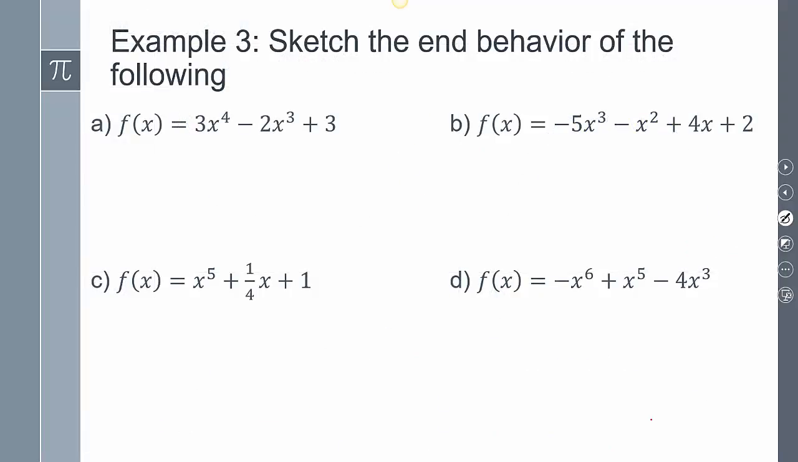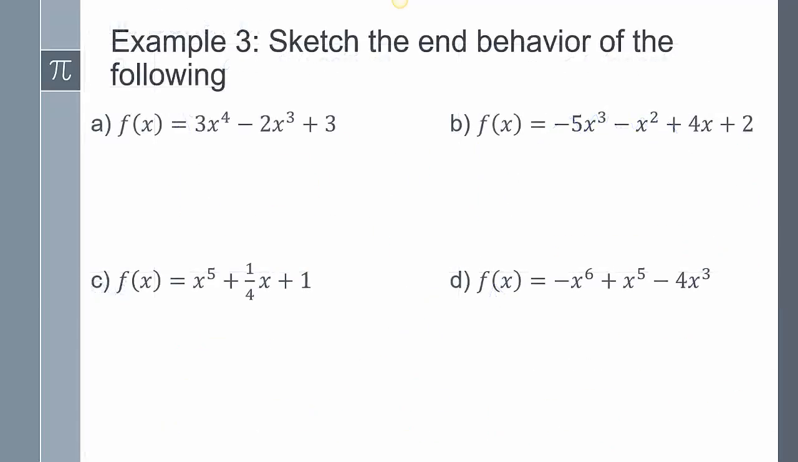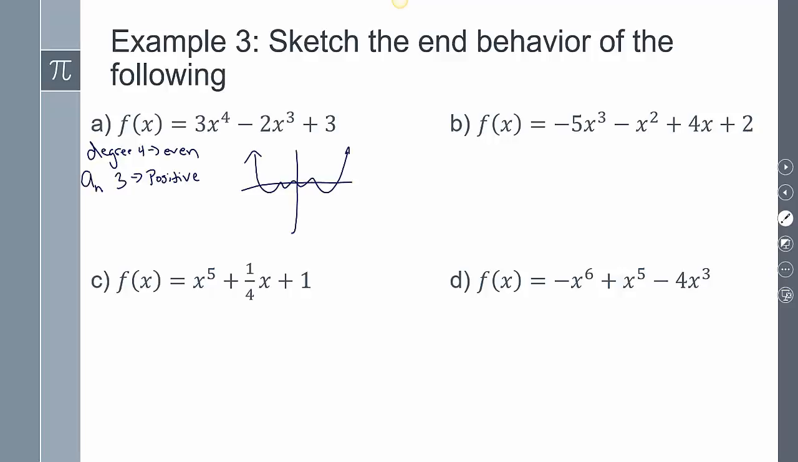Example number 3 says sketch the end behavior of the following. So remember, I said we have to look at two different things. We look first at the degree. Well, my degree is even. Then the leading coefficient, is it positive or negative? And it's positive. So therefore, using that chart, where it's even and positive, where they both coincide, we're going to get a shape that looks like that. Now remember, I have no idea what's going on here. I just know my ends of the graph are doing that.